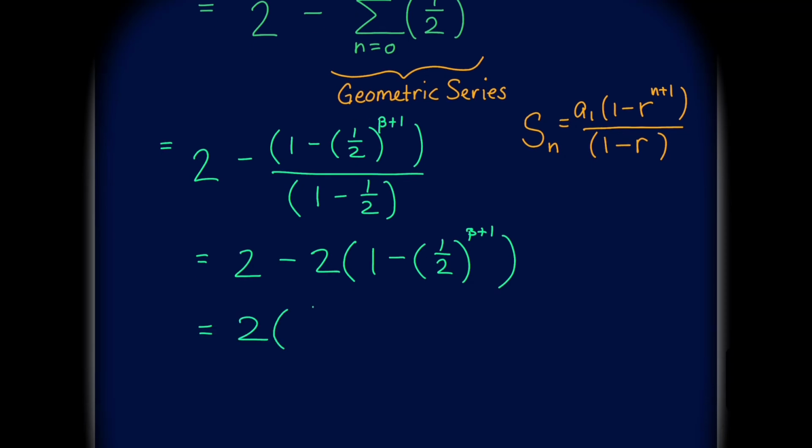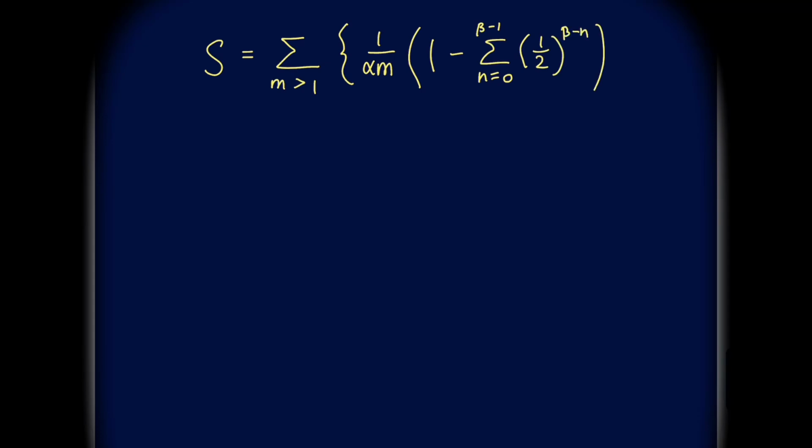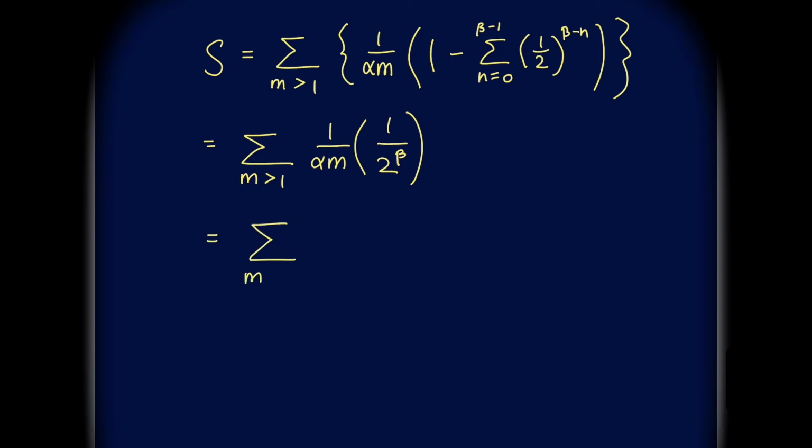We find the 2's cancel each other out, and then we just get 2 times 1/2 to the beta plus 1 power, which will simplify to 1/2 to the beta power, or 1 over 2 to the beta power. Now finally, our sum for an integer m greater than 1 of 1 over alpha m multiplied by 1 minus that series we started with from 0 to beta minus 1 of 1/2 to the beta minus n power can now be simplified down to 1 over 2 to the beta in that expression. So now the summation is a much simpler expression.